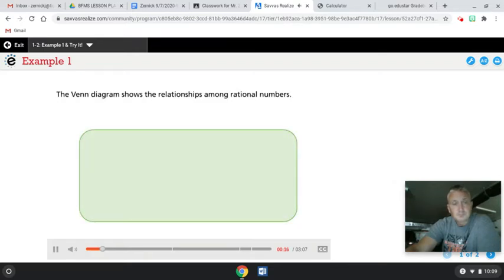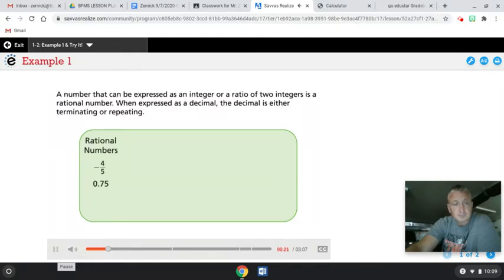The Venn diagram shows the relationships among rational numbers. A number that can be expressed as an integer or a ratio of two integers is a rational number. When expressed as a decimal, the decimal is either terminating or repeating. Okay, there's the connection to lesson one, guys. Whenever we did repeating decimals, we were able to turn them into a fraction, which made them rational numbers. They are rational numbers we could write as a fraction. So here you have a fraction. Here you have a terminating decimal. If we wrote a repeating decimal here, obviously that would still be rational.